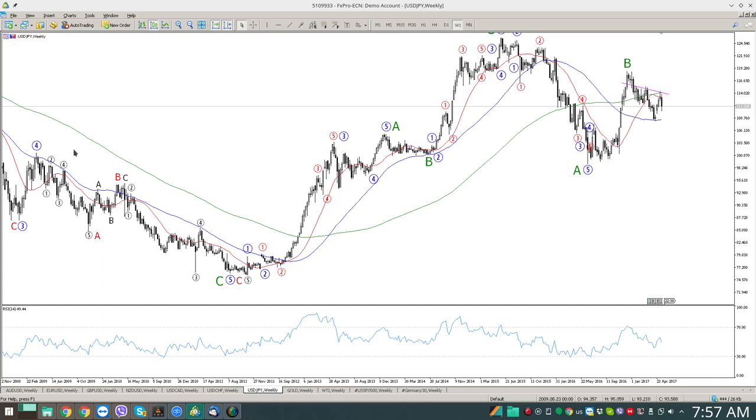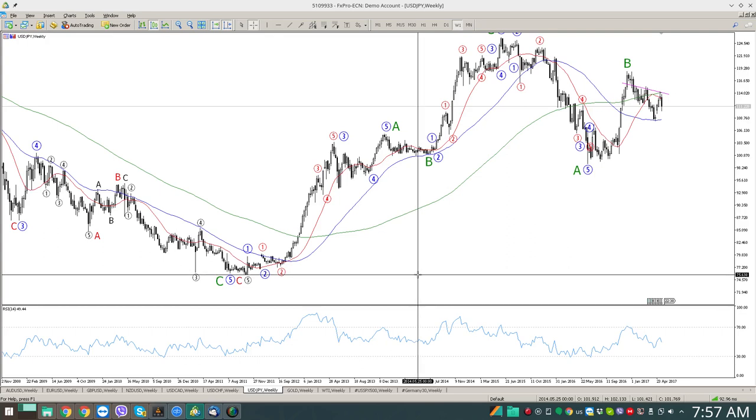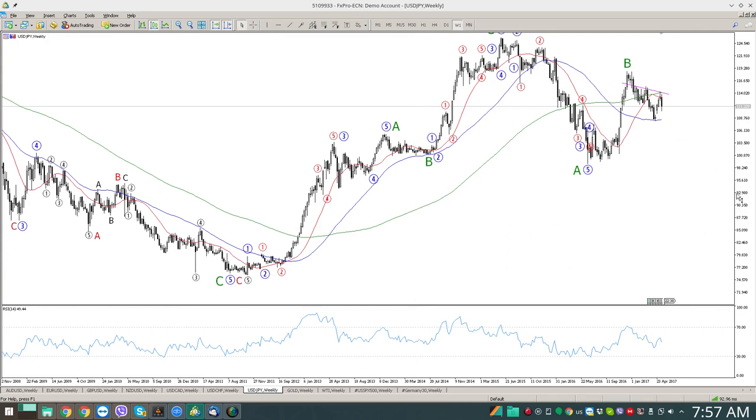I'm looking at a very, very long-term triangle. This is C, D, if I remember. Yeah, okay, let's note. This is an ABC, and here an ABC that would probably not reach this level, something like that, and then another BC if my very, very long-term count is correct. For now, we see that prices were rejected, and this trend line keeps the momentum bearish.